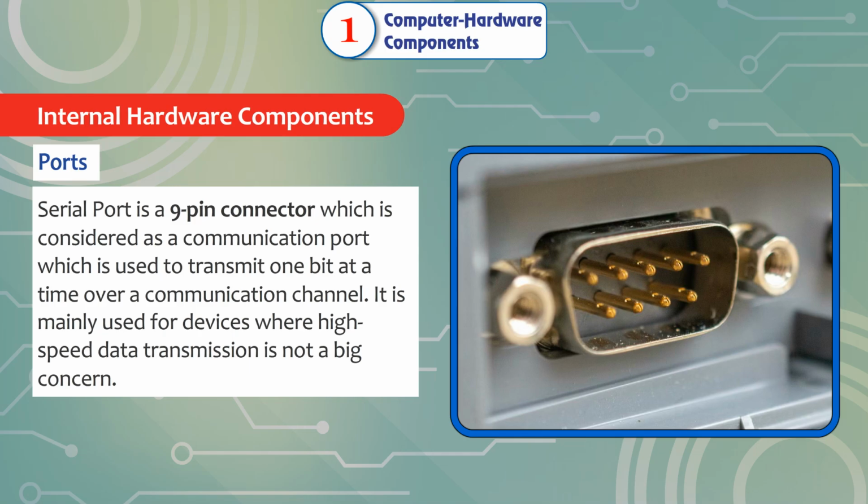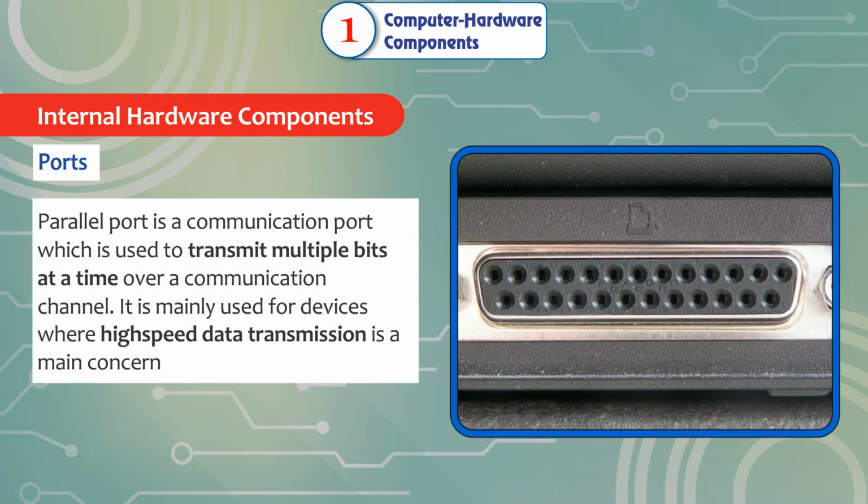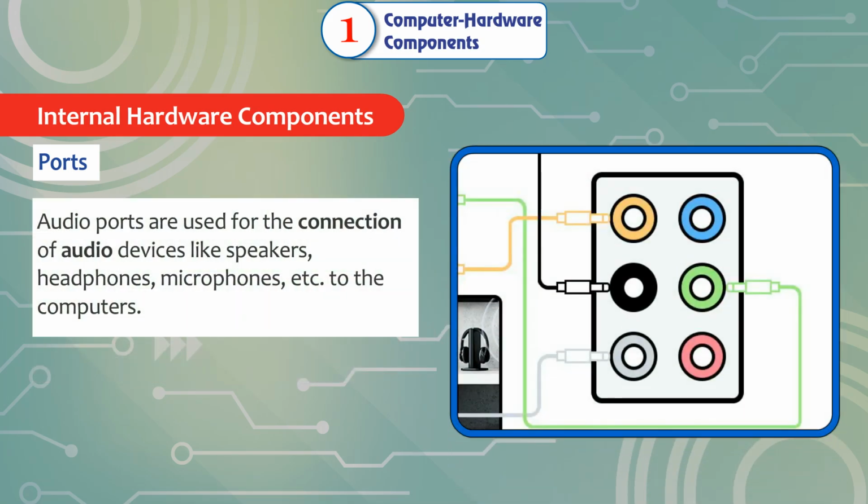It is mainly used for devices where high-speed data transmission is not a big concern. Parallel port is a communication port which is used to transmit multiple bits at a time over a communication channel. It is mainly used for devices where high-speed data transmission is a main concern. Audio ports are used for the connection of audio devices like speakers, headphones, microphones, etc.